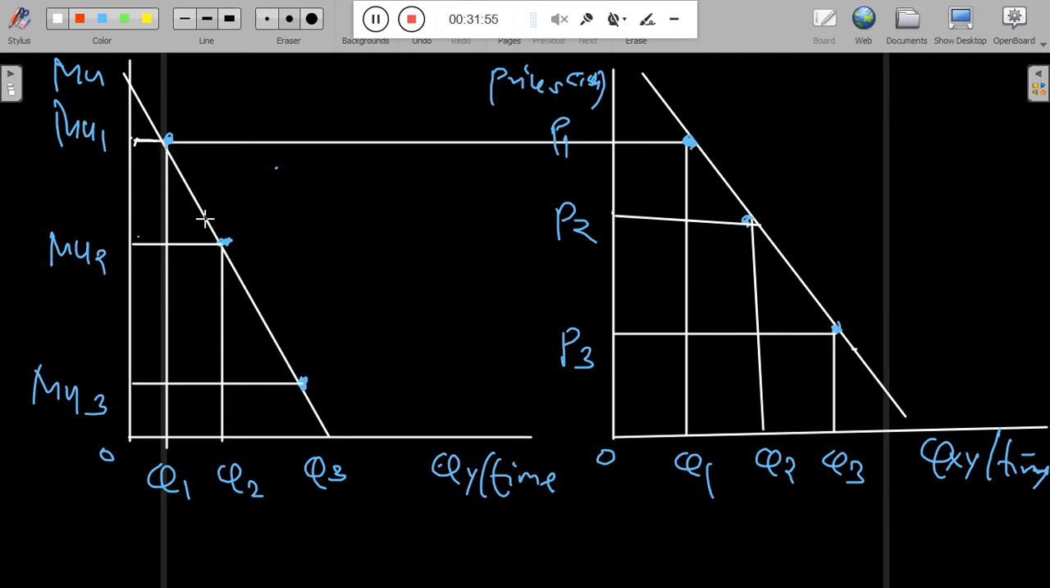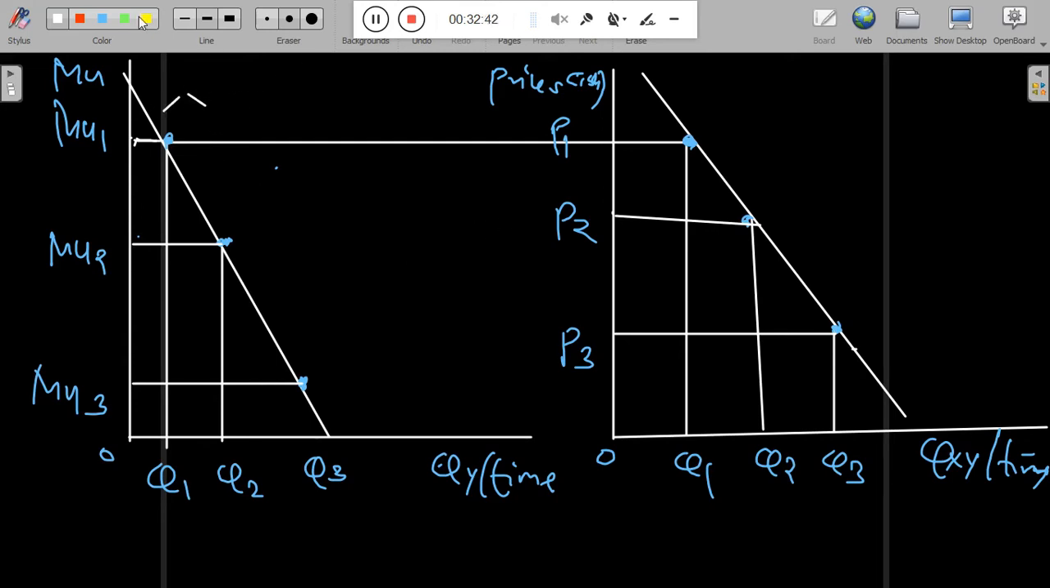When marginal utility decreases, the quantity demanded increases. This is in direct proportion to what we see from the demand curve: when the price increases, quantity demanded tends to decrease, and when the price decreases, the quantity tends to increase.